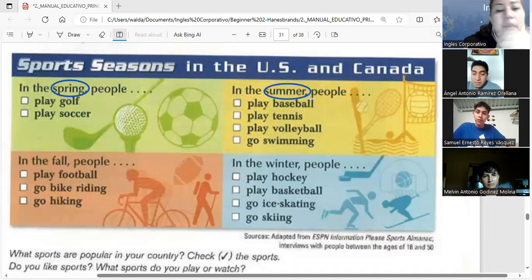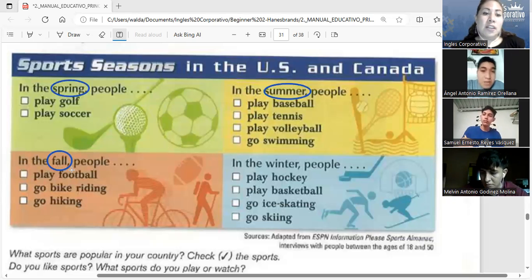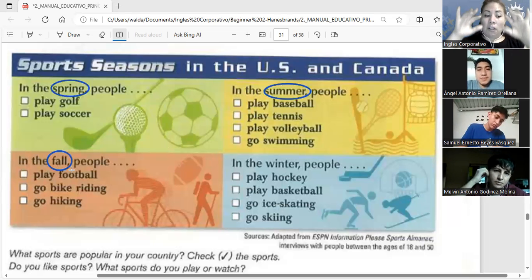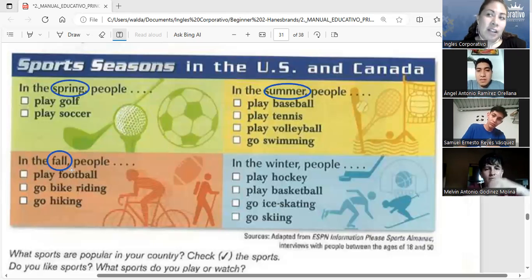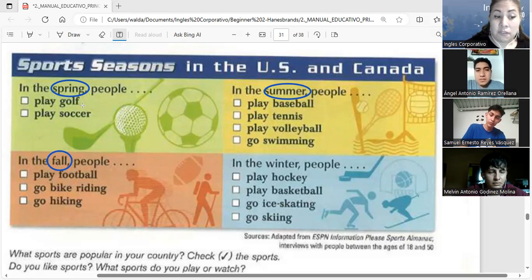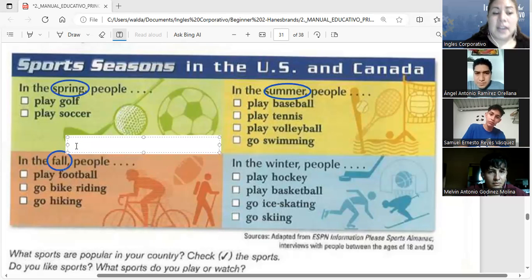Then we have summer. What is summer? Verano. Good. So it's very hot. Oof, very hot in summer. Then we have the word fall. Fall is the time of the year when the leaves of the trees fall to the ground. The trees become different colors like yellow, red, orange, and then the leaves fall to the ground. That's why it's called fall. What is the name of fall? Otoño. Yeah, very good. Another word for fall is autumn. So you can say fall or autumn.